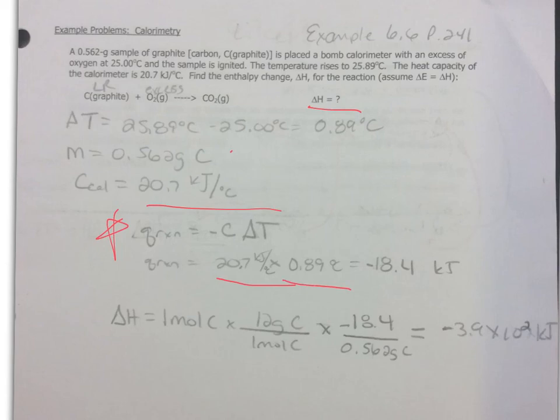Now to find the delta H, we have to figure this per mole. So 1 mole of carbon is what we have from this balanced equation, times 12 grams of carbon per 1 mole, times negative 18.4, which is what we had for q, over 0.562 grams of C. So our answer then is negative 3.9 times 10 to the second kilojoules, and that is what we could write up top for delta H.